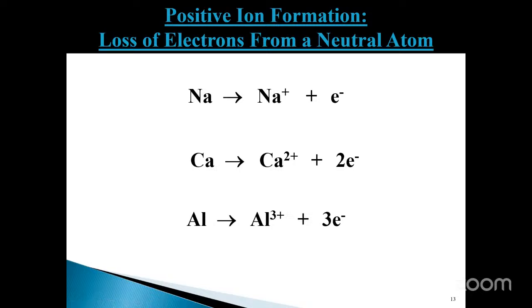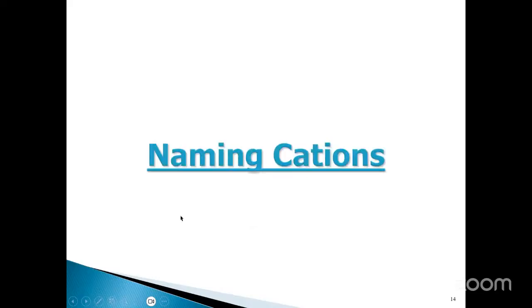Now, you might be wondering what determines the number of electrons that would be lost by an atom. We're going to get into that later on, all right? But for now, basically you can just accept what I've stated here, all right? Okay, how do we name cations? How do we name these positive ions?